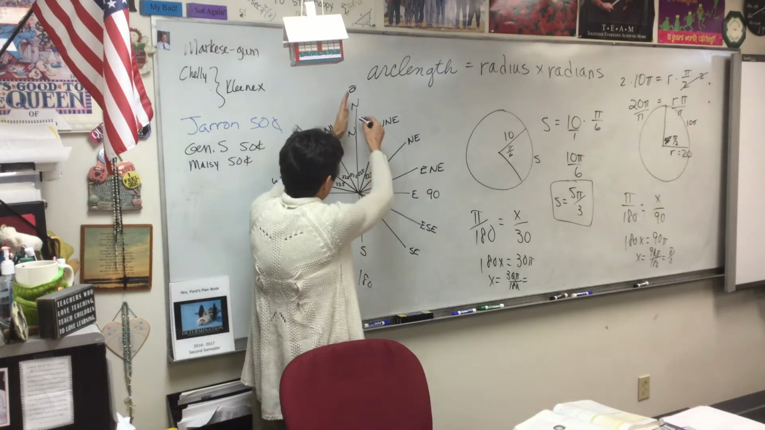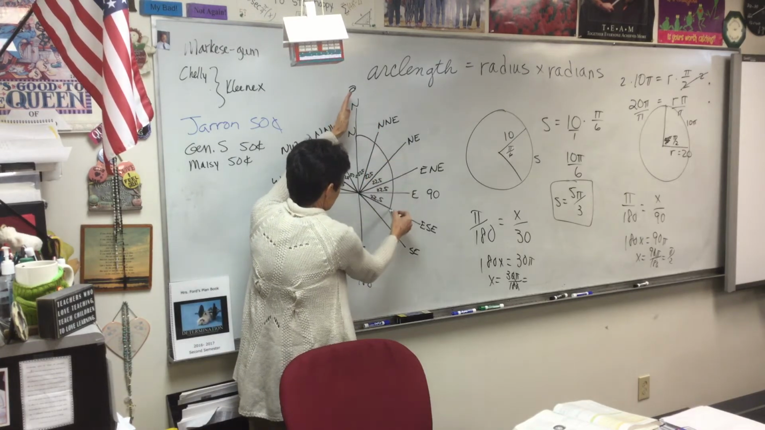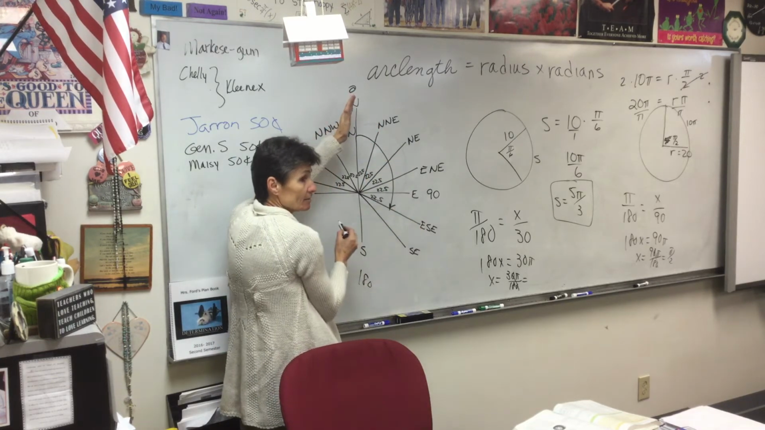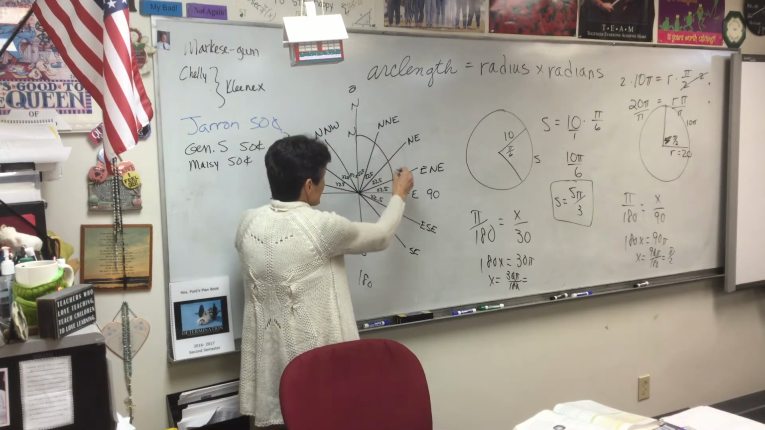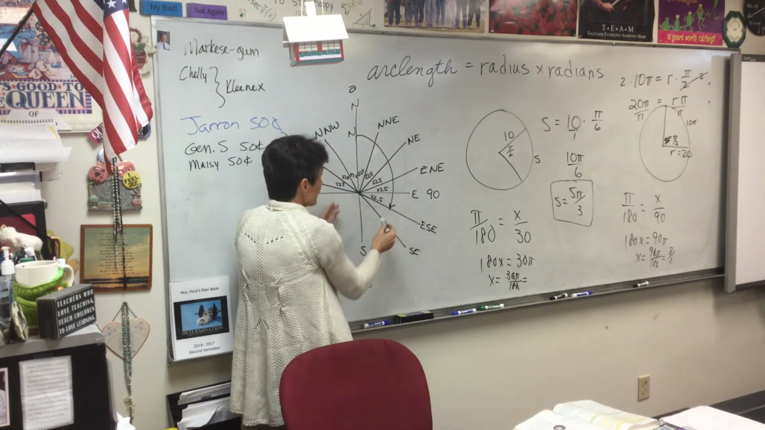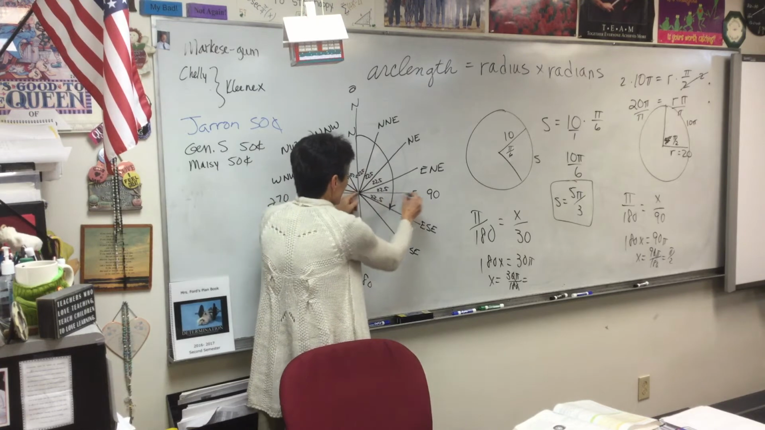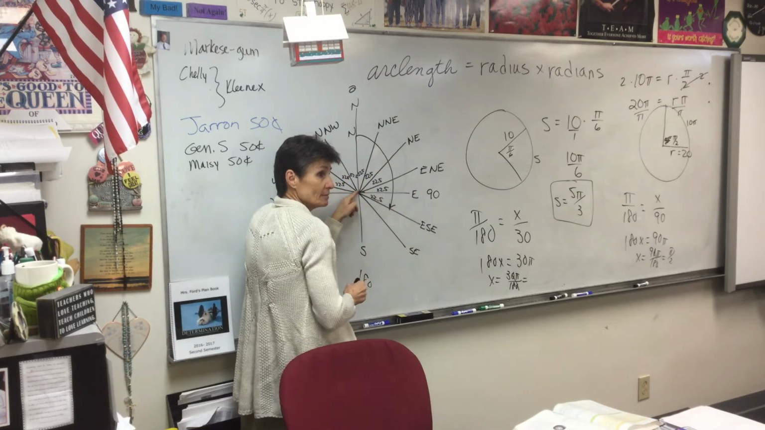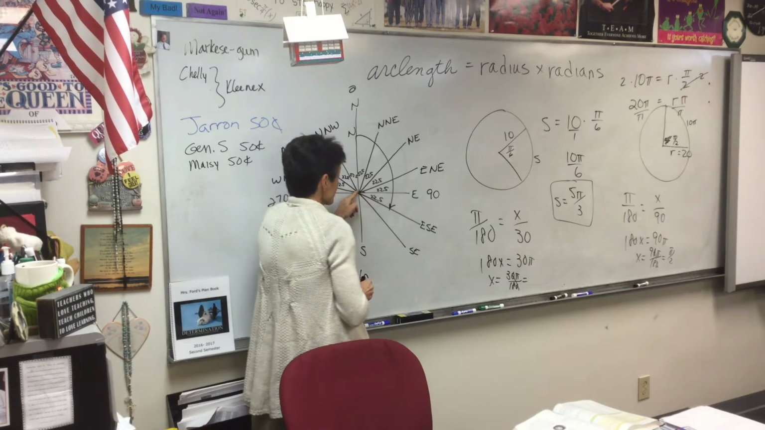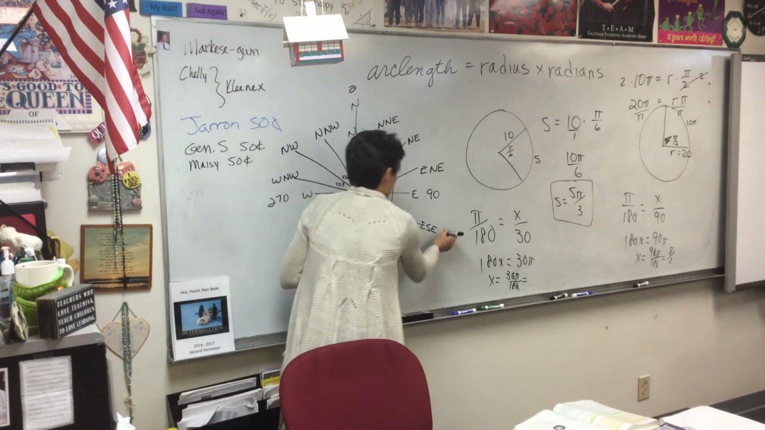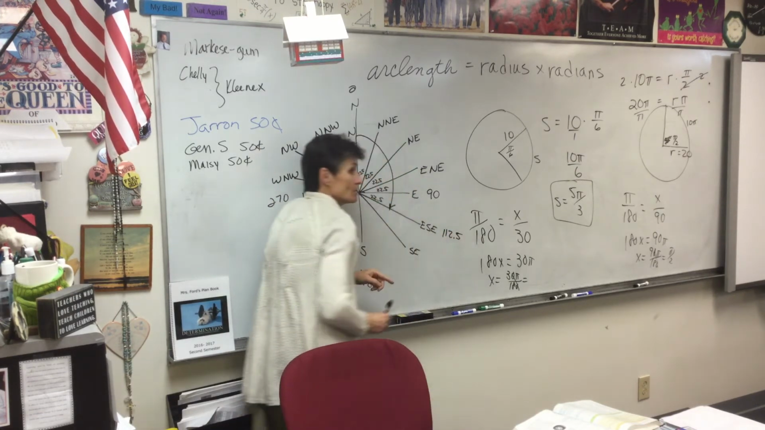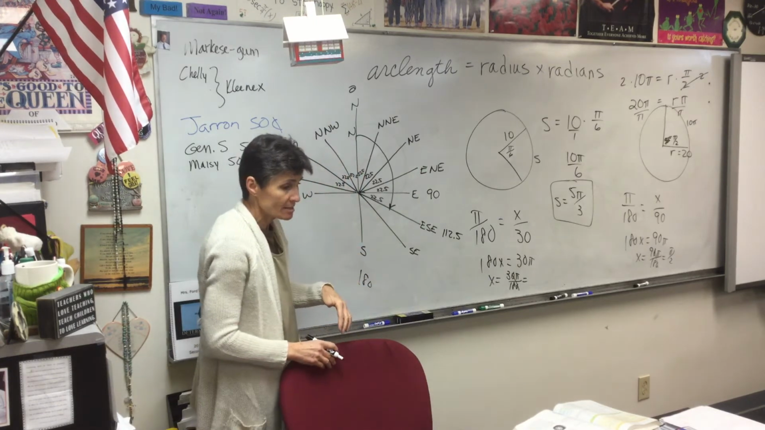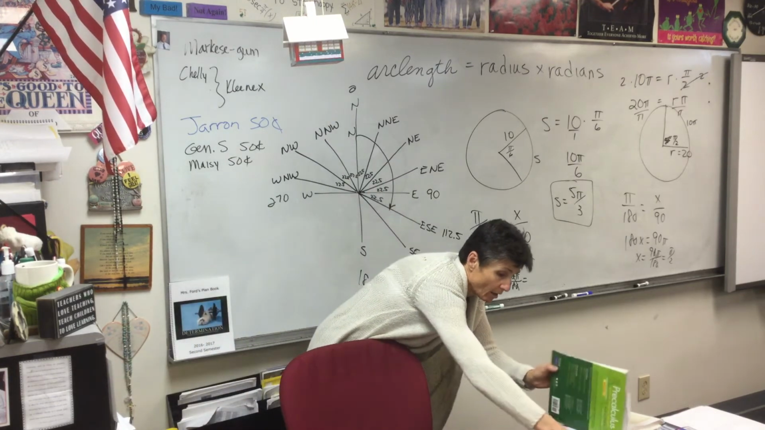So if I want to get to east, southeast, which would be right here, how many degrees do I need to go through? Well, I need to go through 90, right? And then an extra 22 and a half. So what is that? 112.5. So east, southeast is 112.5.